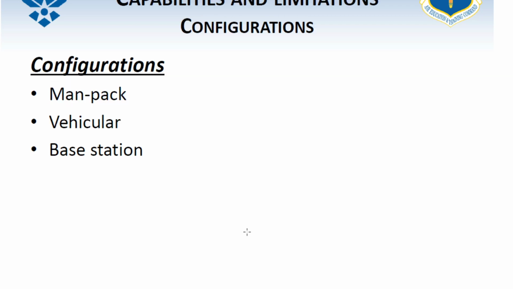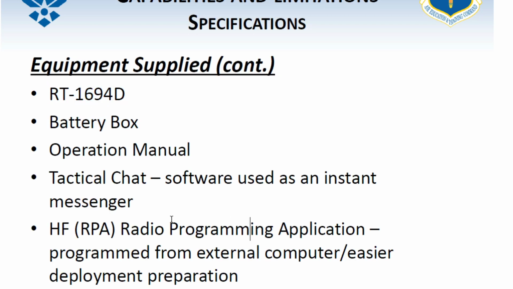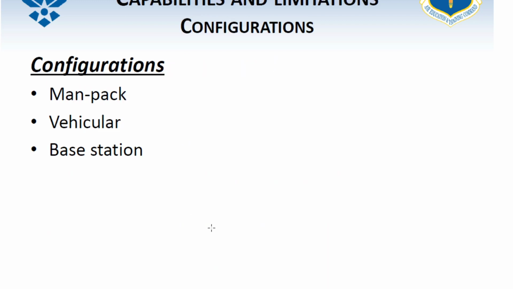The only thing I did not mention was the HF RPA. That is the radio programming application. And this RPA allows you to program it from an external computer. It's faster, easier, greater, all that. And that's what Sergeant McCusker showed you guys earlier. Yeah, that was RPA I showed you guys earlier, and we'll go more in depth into that tomorrow when I teach you guys.